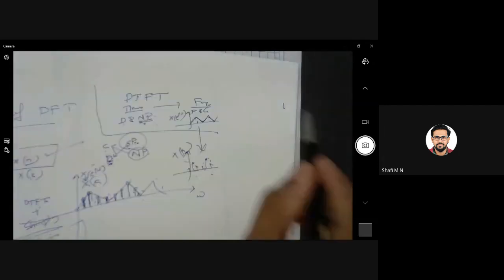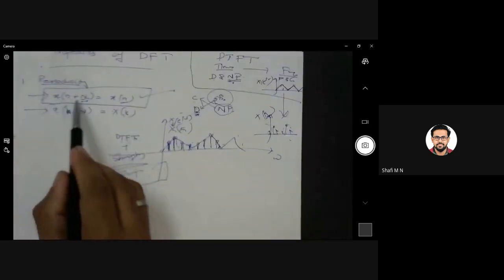Periodic. That's why you can represent it like this: x of n plus N equal to x of n.